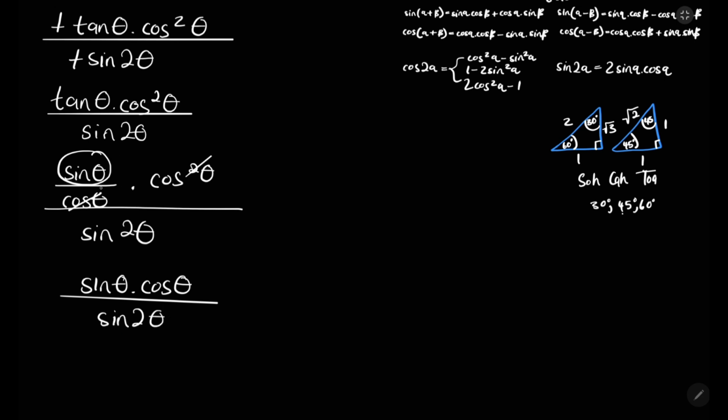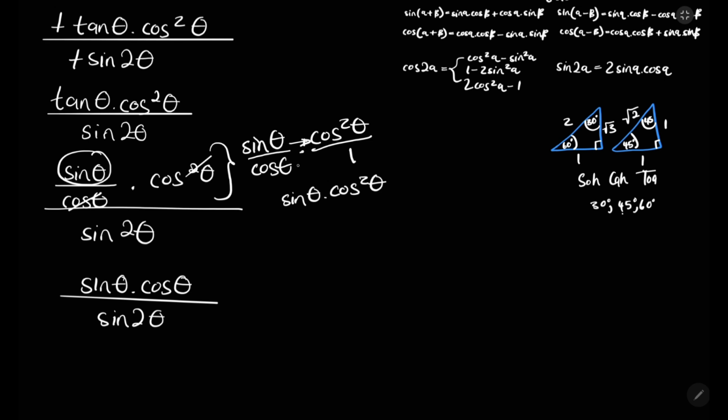For the ones that are a bit confused here in the numerator, I just want to remind you guys about the fractions. You have sine theta over cos theta times cos squared theta. This is basically cos squared theta over 1. So if you have sine theta times cos squared theta, this will be sine theta times cos squared theta. And in the denominator you have cos theta times 1. This will be all over cos theta, because it's cos theta times 1. So this cancels with that, and you're left with this part, which is sine theta times cos theta. So you're allowed to cancel.